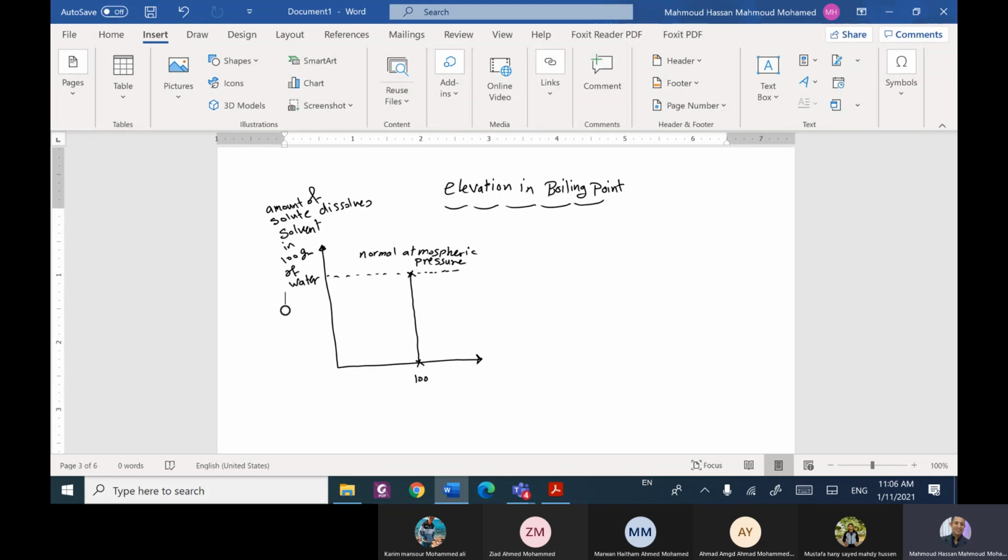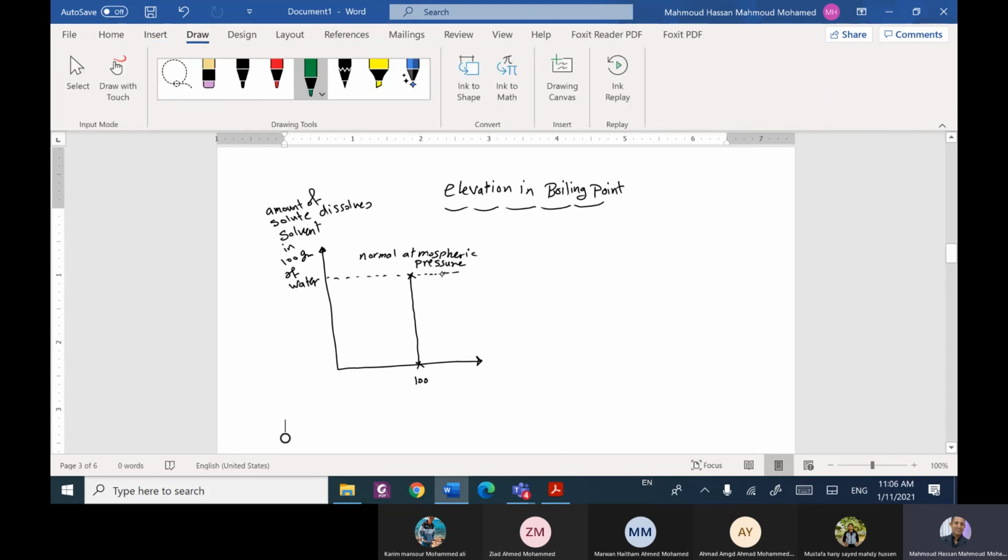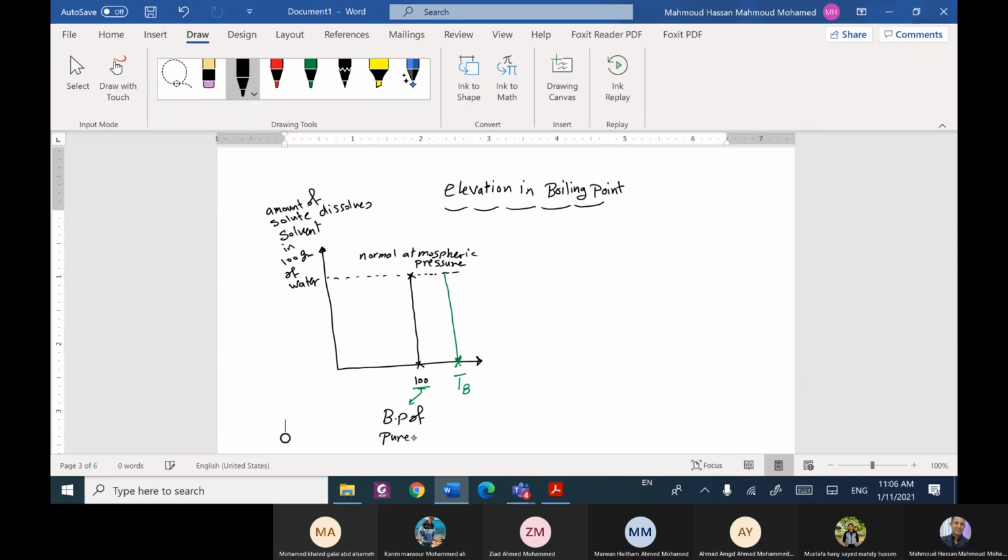But in the case of the solution, we'll find the solution may boil at the TB. TB is the temperature higher than what? Higher than the measured boiling point of the pure solvent. So 100 degree represents the boiling point of the pure solvent, but TB represents the boiling point of the solution.